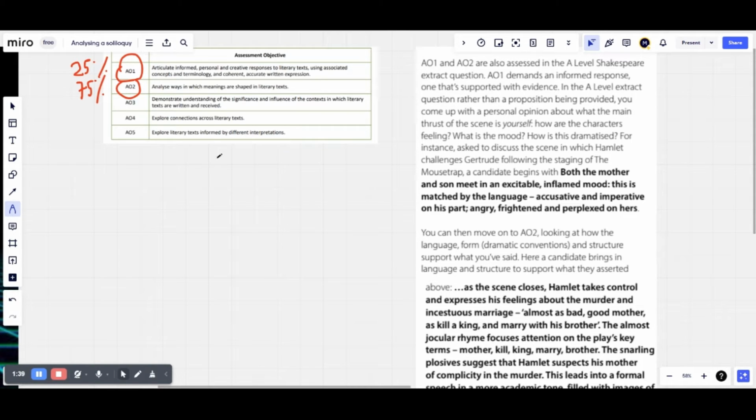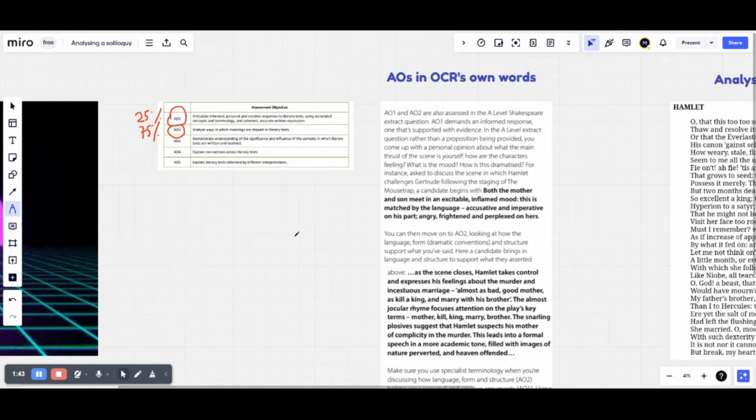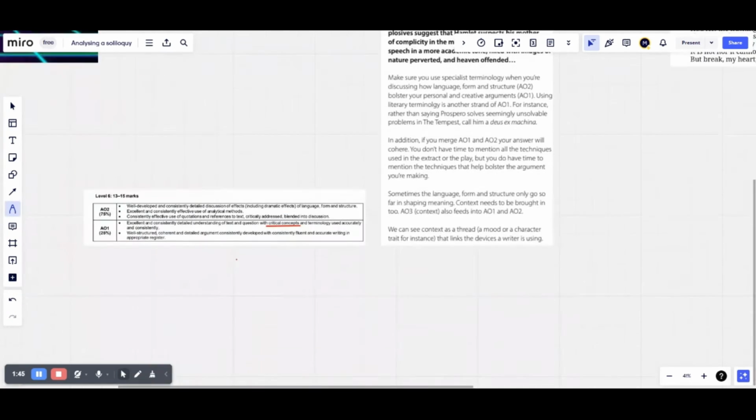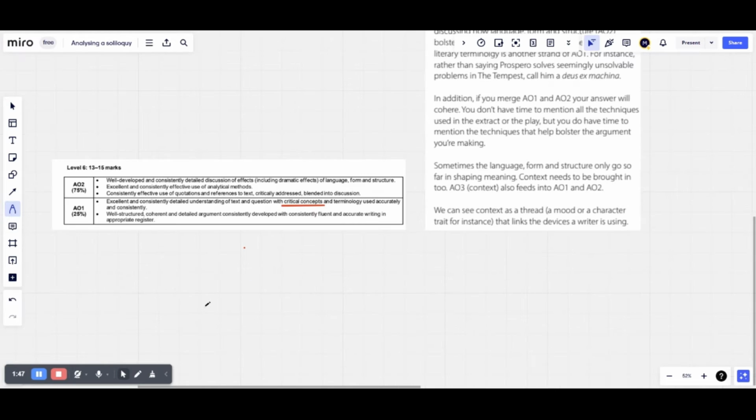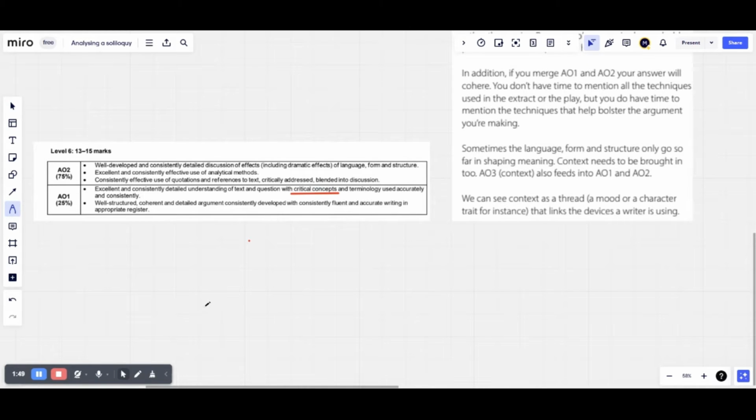75% analyze ways in which meanings are shaped in literary texts. That's just quite vague, isn't it? So perhaps if we scroll down to the actual mark scheme, and because we're only really interested in the top end of that mark scheme, we'll look at this. AO2, a well-developed and consistently detailed discussion of effects, including dramatic effects of language, form and structure. So even though the question says language, we should be thinking about form and structure as well.